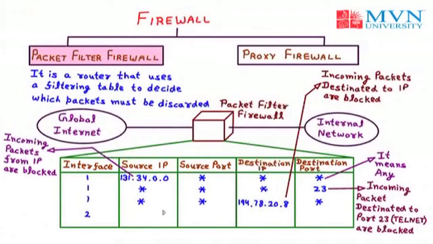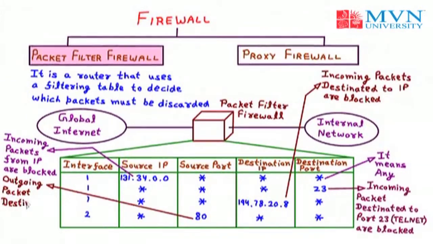Suppose next we have the entry in which we have any interface, maybe 2. We have the source IP star, that means we can use any of the IPs. Then we have the source port 80. The source port 80 is used for HTTP, as the source port 23 is used for telnet. Next we have the destination IP which is star, that means any IP. Then the destination port is star, we can use any destination port. So the last entry, the fourth entry, signifies that the outgoing packets destined for an HTTP server, because of the port 80, are blocked. So that is all about the packet filter firewall, which maintains a table.